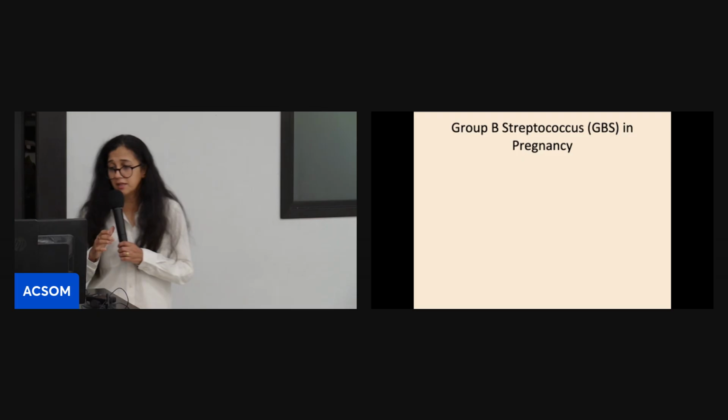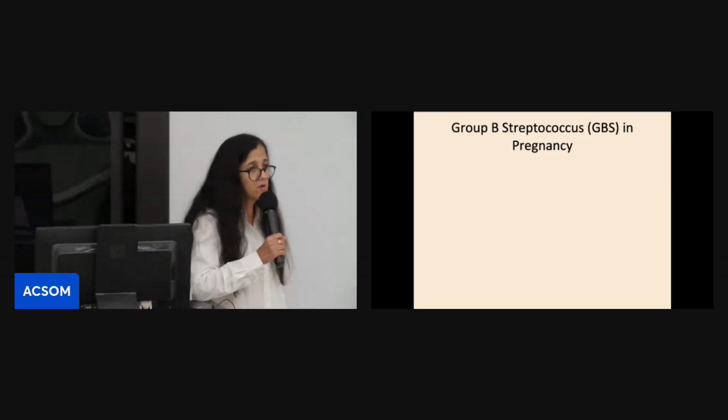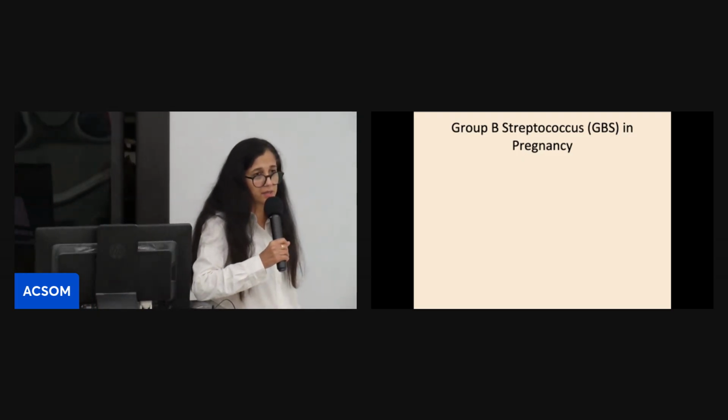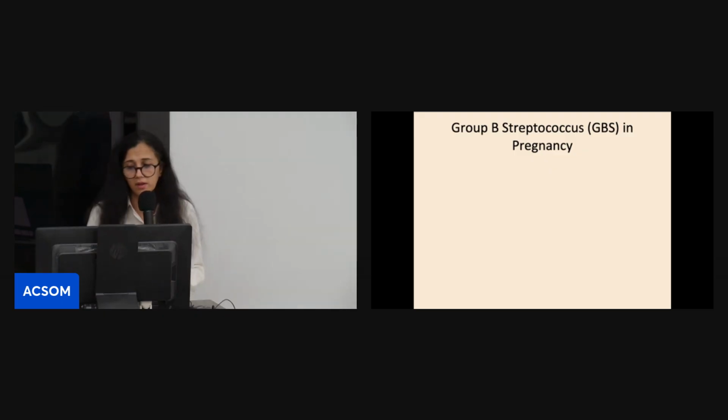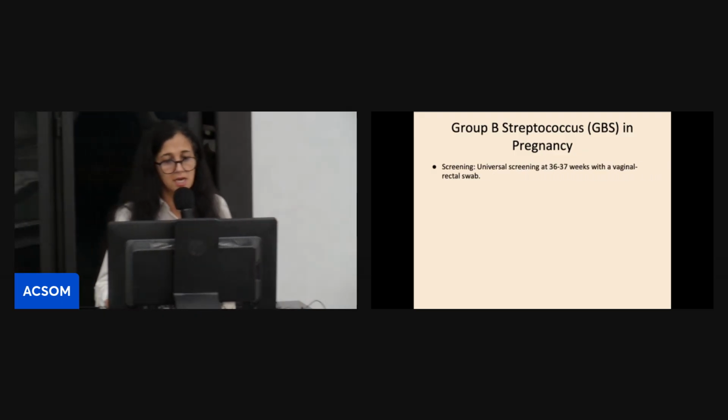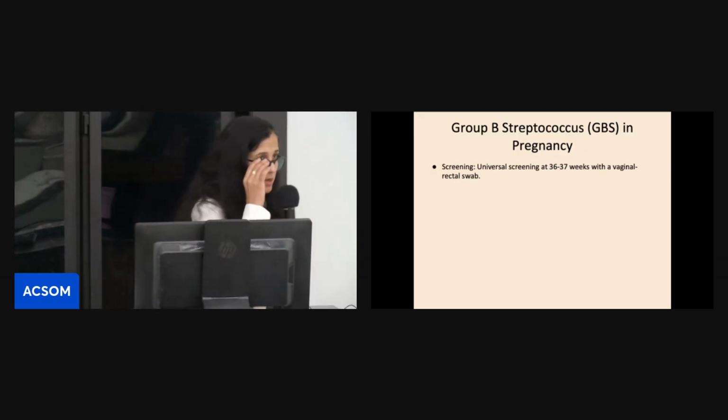The fatality of that is low. It's not a huge amount of fatality, but IAP does prevent early onset GBS disease in the newborn pretty well. So we have those studies. Universal screening. Yeah, go ahead.